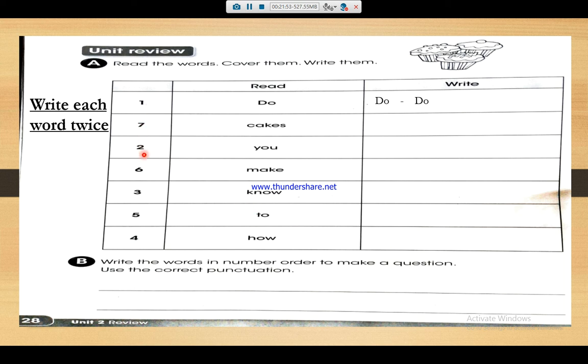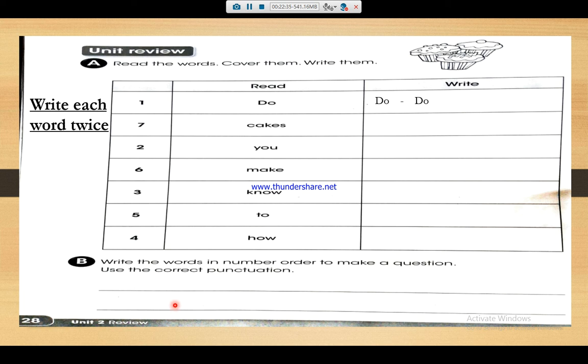What we can find here is that the numbers are not in the correct order. Why? Because we are going to order the words according to the numbers and write them here on the line in exercise letter B. So number 1 is do. Number 2 is you, so do you. Number 3 is know, so do you know. Number 4 is how, so do you know how. Number 5 is to, so do you know how to make cakes? So you are going to write the question here.